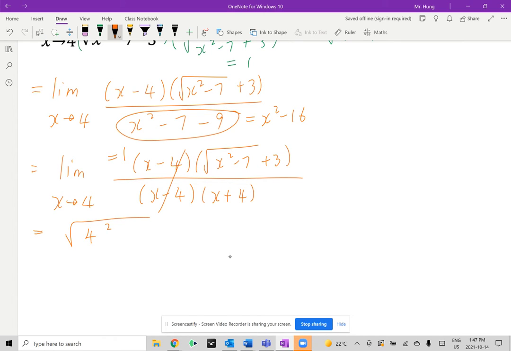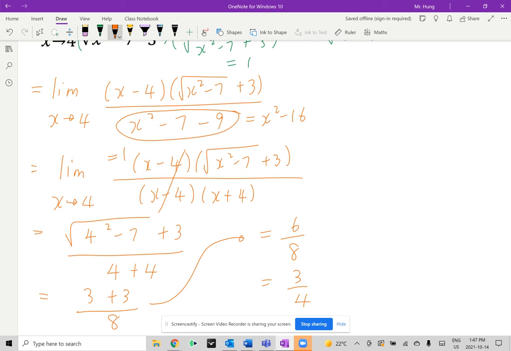Now look what happens. When you work it out, this equals, again, 4 squared is going to be 16. 16 minus 7 is going to be 9. The square root of 9 is going to be 3. So 3 plus 3 in the denominator, 4 plus 4 is 8, so it's going to be 6 divided by 8, which is really the same as 3 divided by 4.